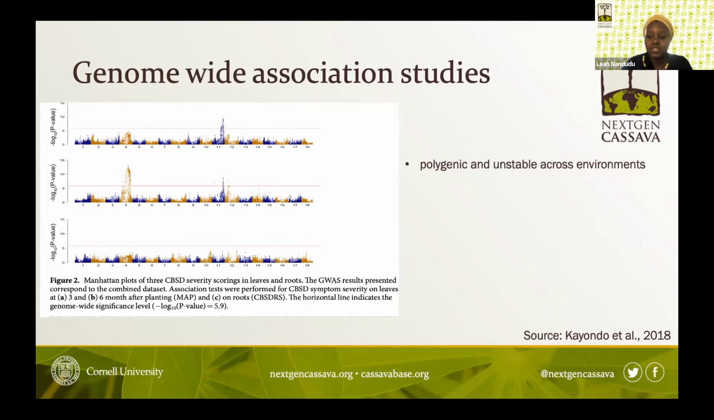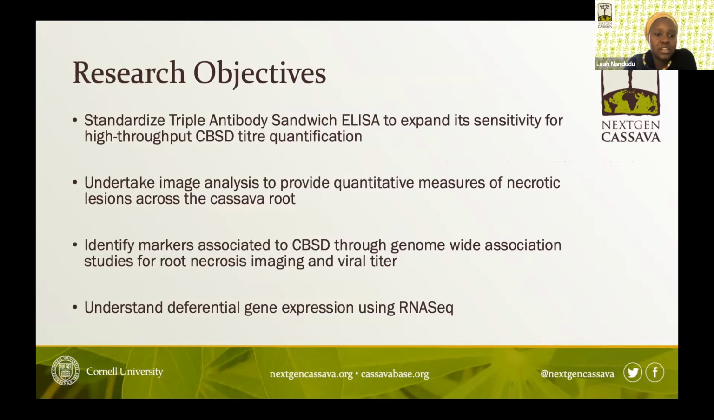To expand on these findings, my research aims to provide a comprehensive study to uncover the genetic architecture of CBSD by complementing the 1 to 5 scoring scale with improved phenotyping methods like viral titer and image analysis. Therefore, I will be standardizing the triple sandwich antibody ELISA to expand on its sensitivity for high throughput titer quantification. The question you might have is, why don't we use gold standard methods like qPCR? These methods are expensive, and many studies have shown that if ELISA is carried out under optimal conditions, it could produce results equivalent to those of qPCR.